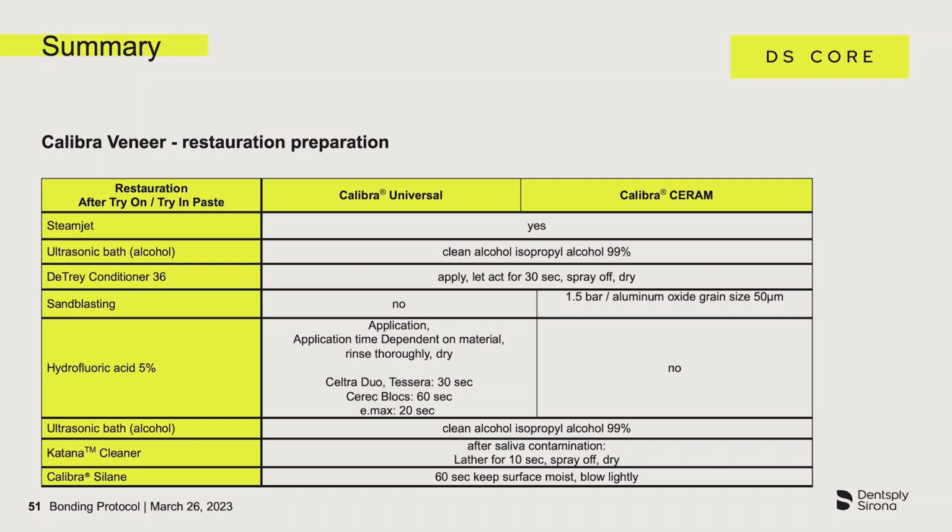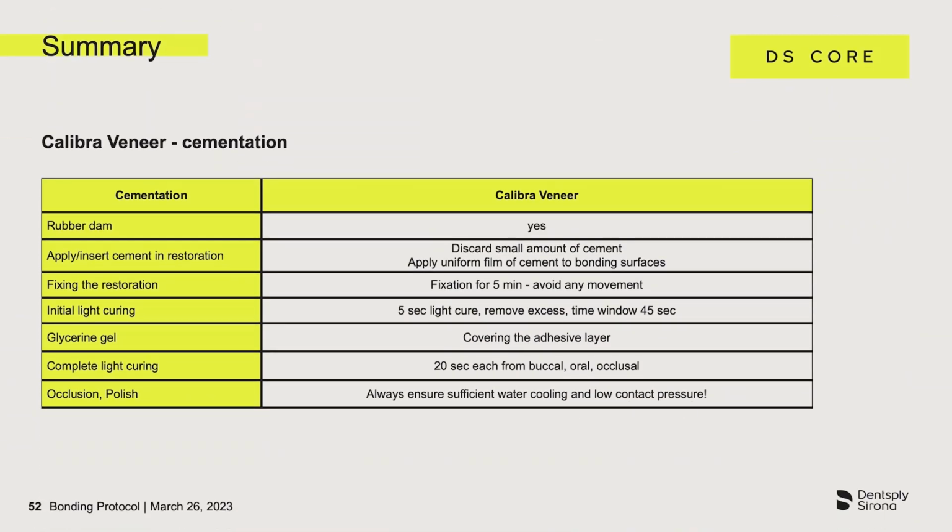Initial light curing of the composite excess takes place, and this can now be removed with good fixation of the restoration. When the coarse excess has been removed, a glycerin gel is applied to the bonding area and light curing is repeated from all sides for 20 seconds. A waiting time of 5 minutes must be observed. Afterwards, the restoration can be finished and polished.